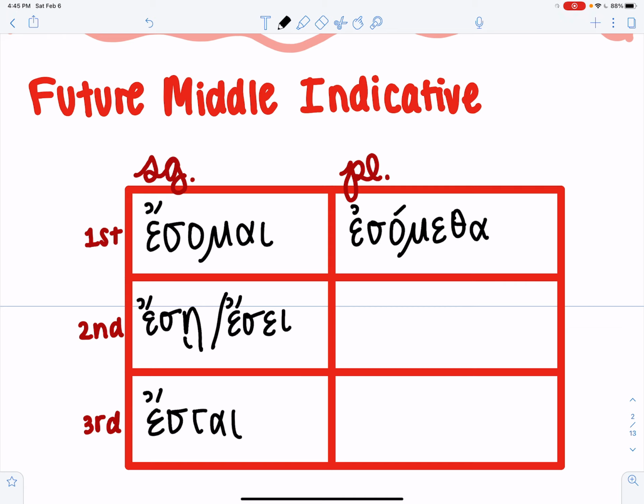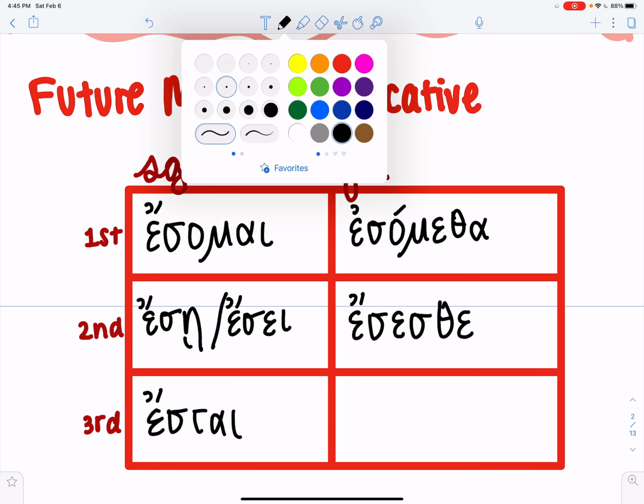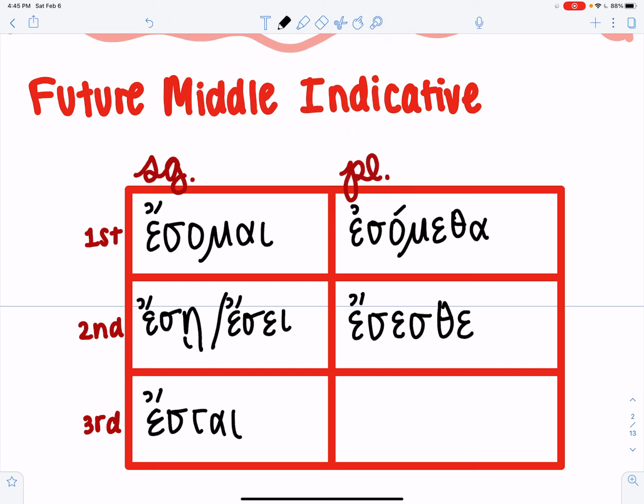Okay, second plural, esesthe, epsilon, sigma, epsilon, sigma, theta, epsilon. That was my absolute favorite. And you have smooth breathing again and an acute on your first epsilon, esesthe. And then third person plural, esontai, which is epsilon, sigma, omicron, nu, tau, alpha, iota.